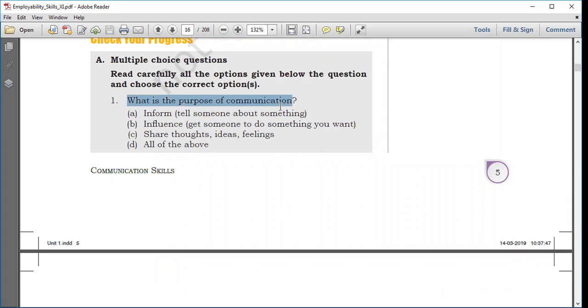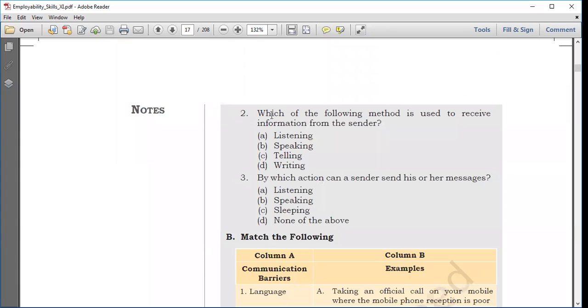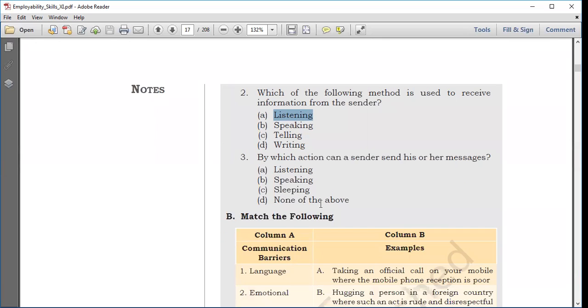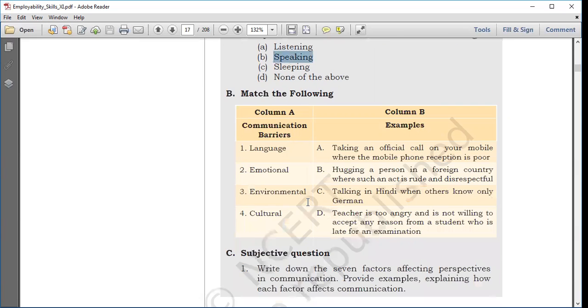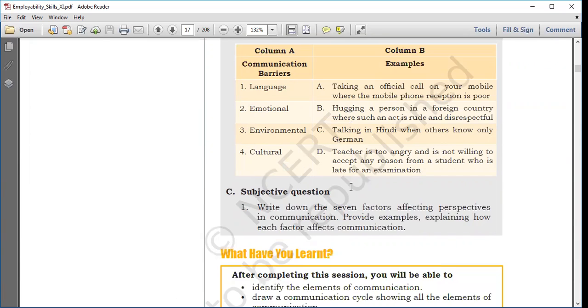What is the purpose of communication? Why do we communicate? Either to inform or to influence, to share your thoughts and all. So all of the above will be the right answer, right? Likewise, which of the following methods is used to receive information from the sender? Receiving करना है, so either you should listen, right? Speaking, telling, writing जो है वो sending का part है. Listening is the receiving, right? By which action can a sender send his message? Speaking, right? Then the match, you have to like language, emotion, environment, culture इनके साथ match करना है.